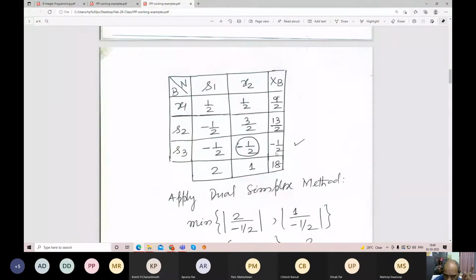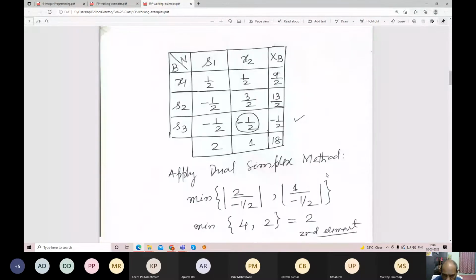So here, due to the minus half, we have to go for the dual simplex procedure. Since minus half is there, it is clear that this s3 will depart. Then which one will enter, whether s1 or x2? That we have to find out.